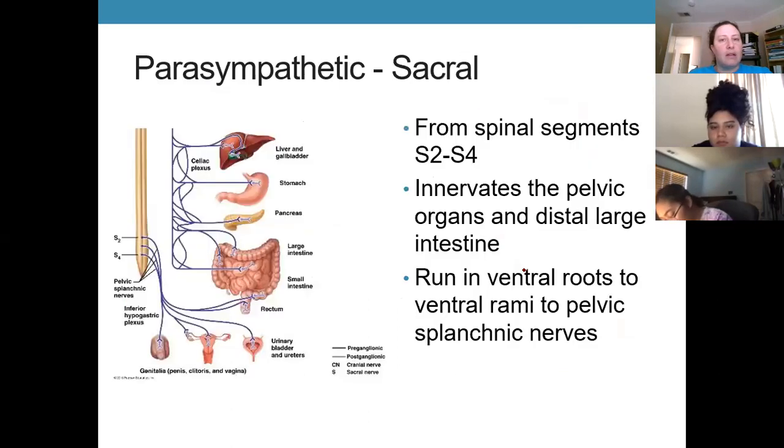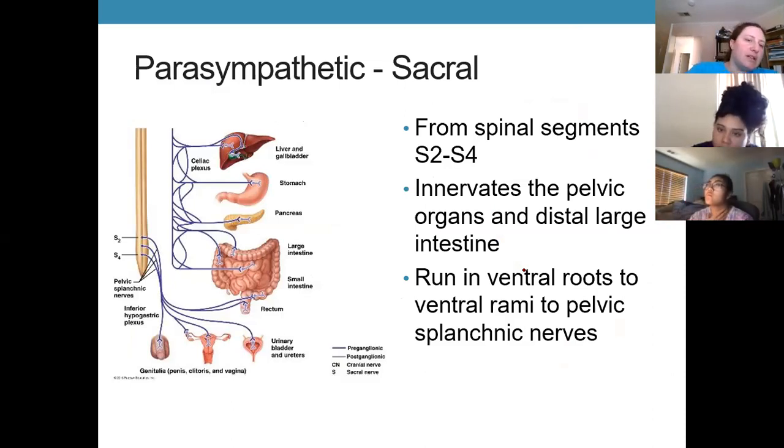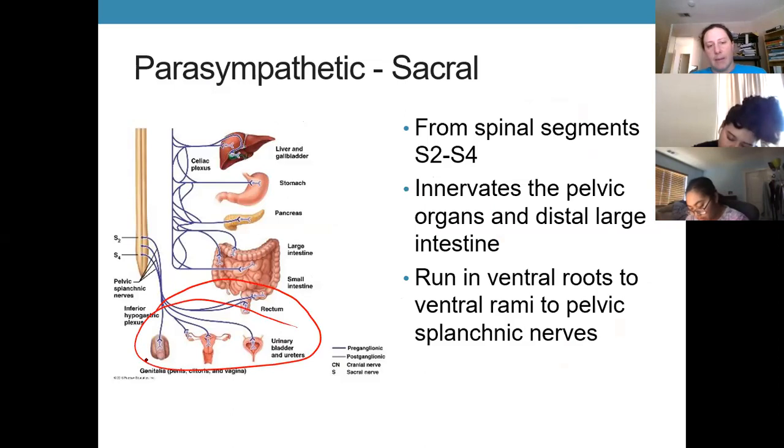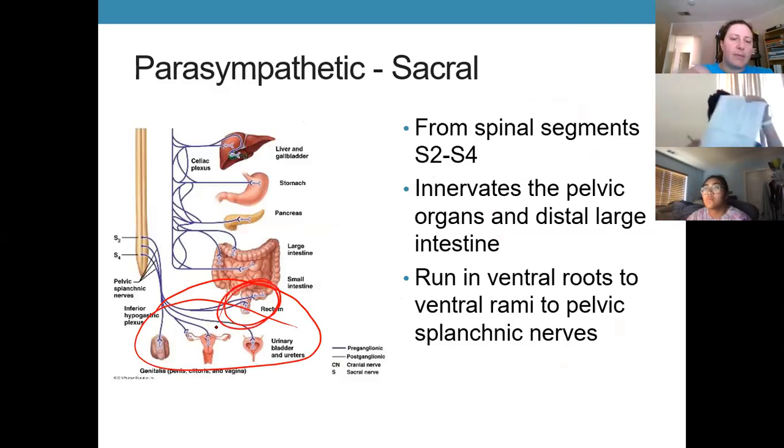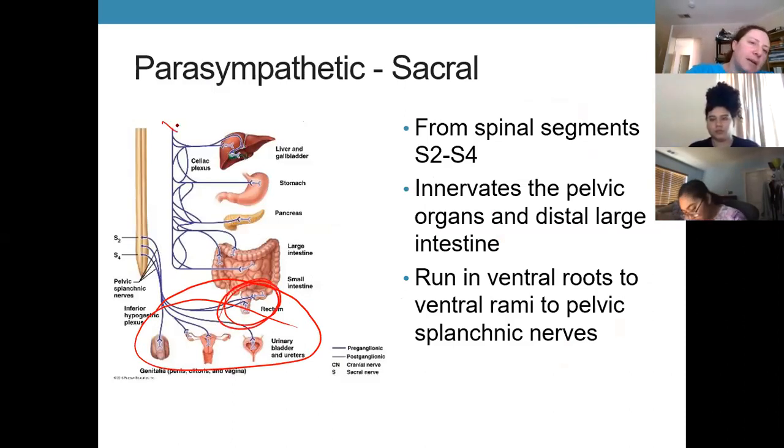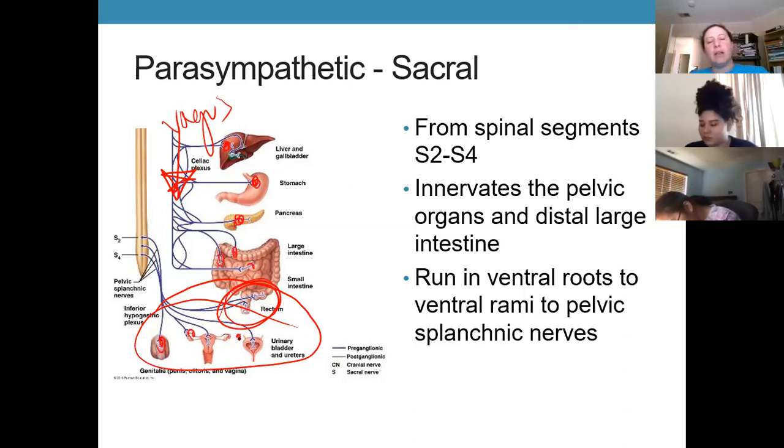But then when we look at the pelvic organs, those are going to come from the sacral segments. So the sacral spinal segments just have input into the pelvic organs, which is the genital and urinary systems. And then just a little bit, the last part of the rectum. So everything else is coming down from the vagus. And as you can see, their ganglia are all right there. Okay, so really, really long preganglionic fibers, terminal ganglia, really, really short postganglionic fibers.